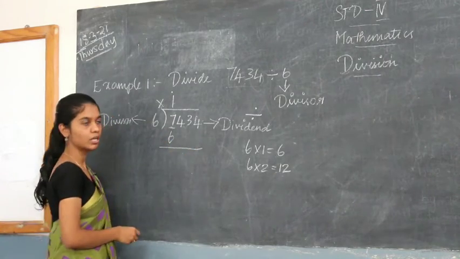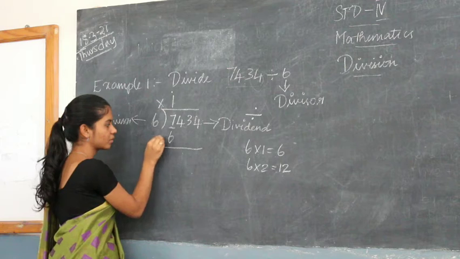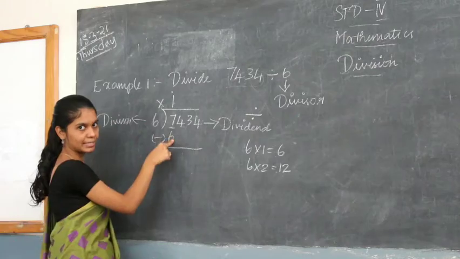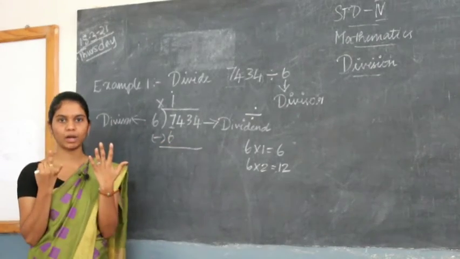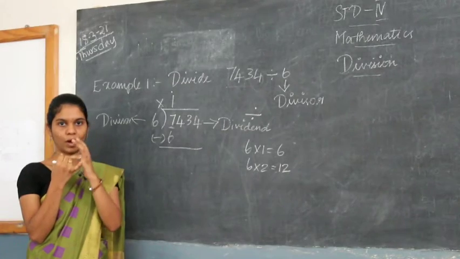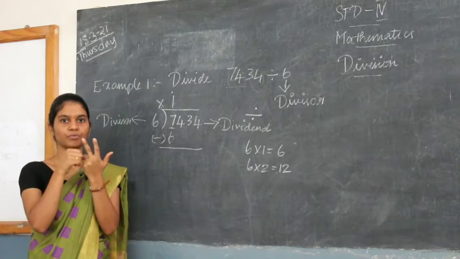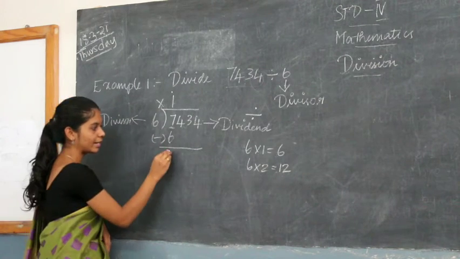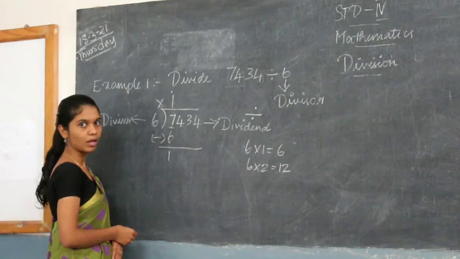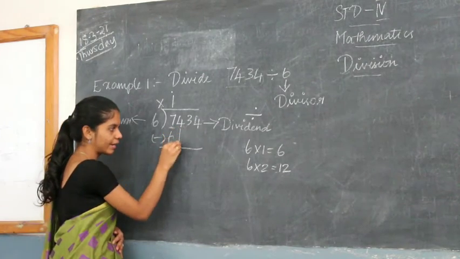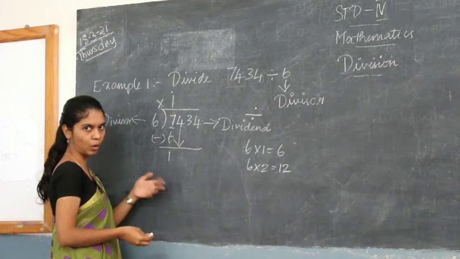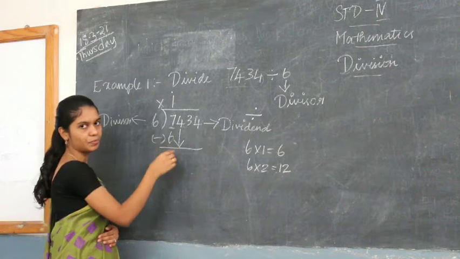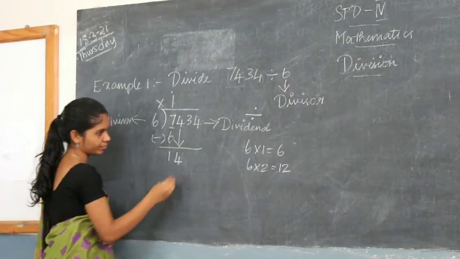Now you should subtract them. So you should subtract 6 from 7. 7 minus 6: you have 7 in your hand and you have to subtract 6 from it. 1, 2, 3, 4, 5, 6. So remaining is 1. You will write this 1 down. Now you should bring the next number down. The next number is 4, so you will put 4 here.